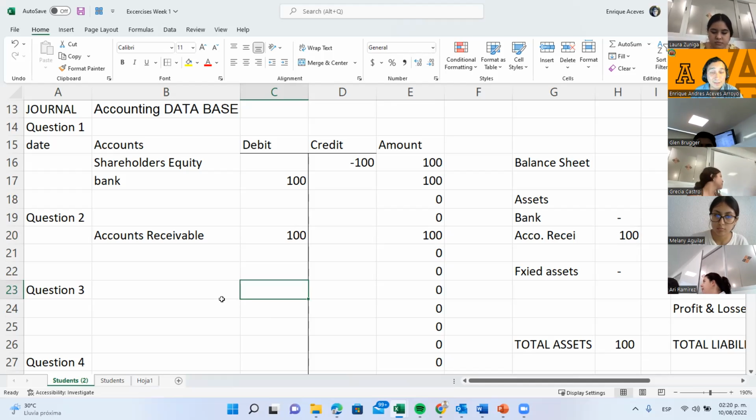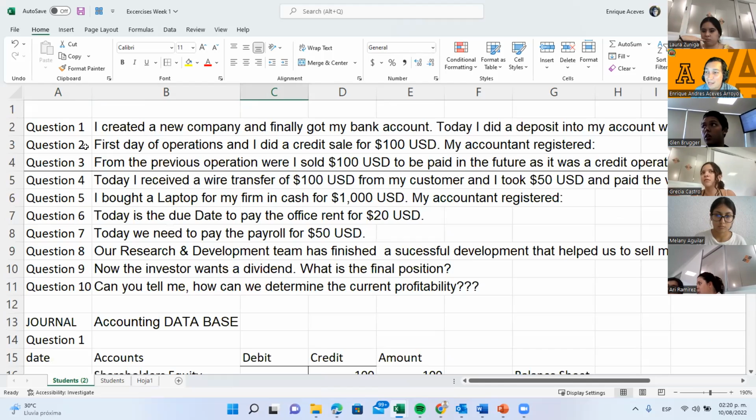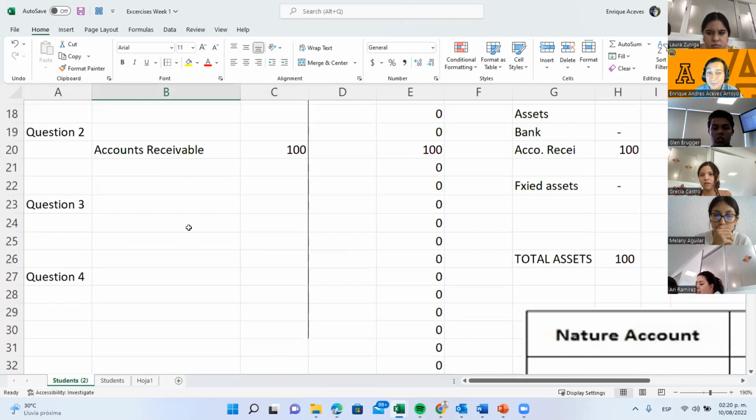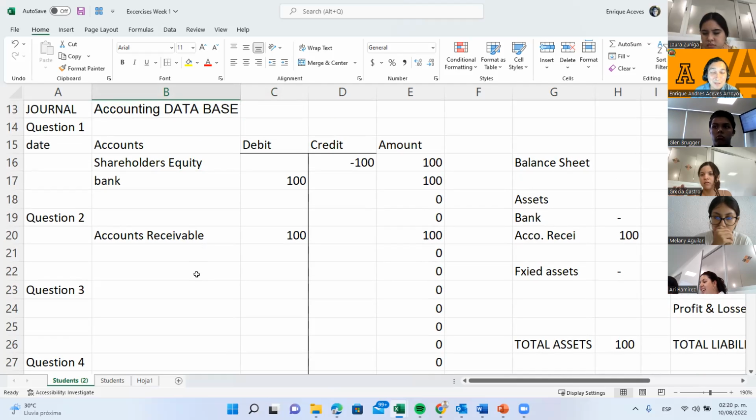For every debit you have a credit. We're missing the credit. Inventory decreasing? What was the action, guys? First day of operations, and I did a credit sale. So accounts receivable is debit. Perfect. And what's the credit? Inventory? Why inventory? Inventory, what is inventory, guys? Inventory is our merchandise, the product, the things we're selling. And we don't have it any longer, so it decreases.